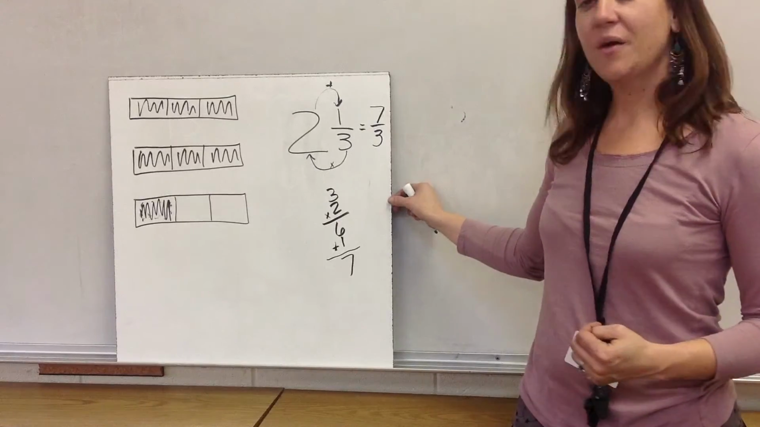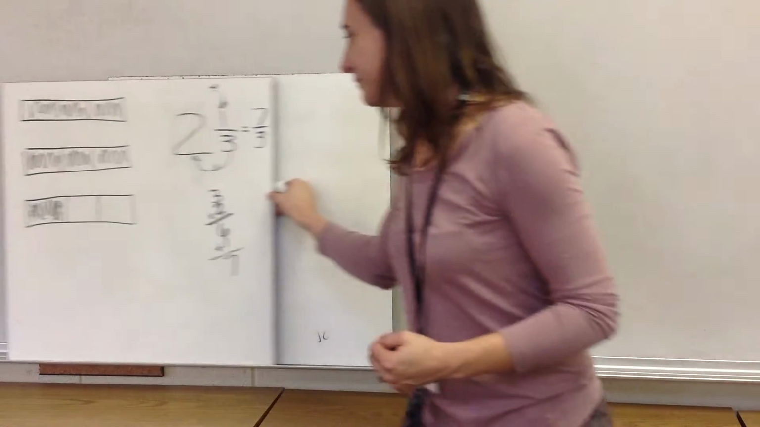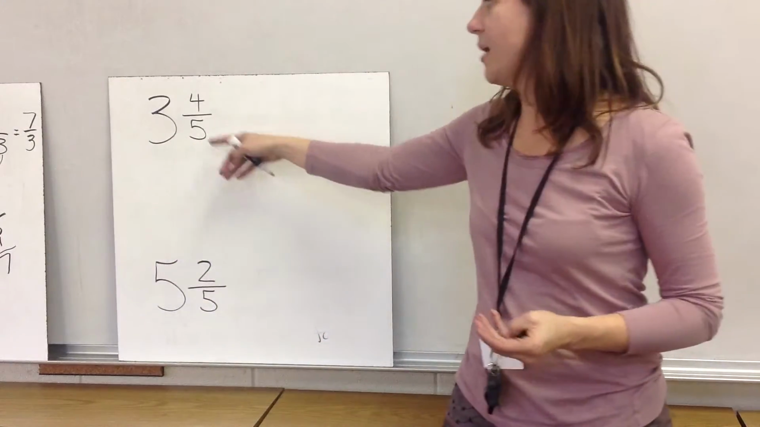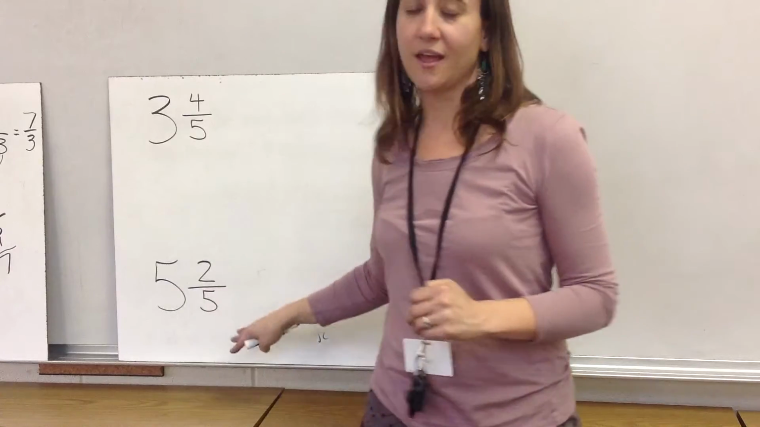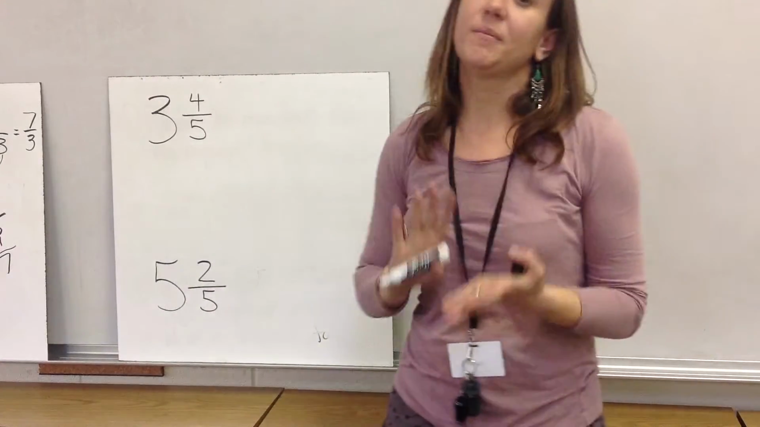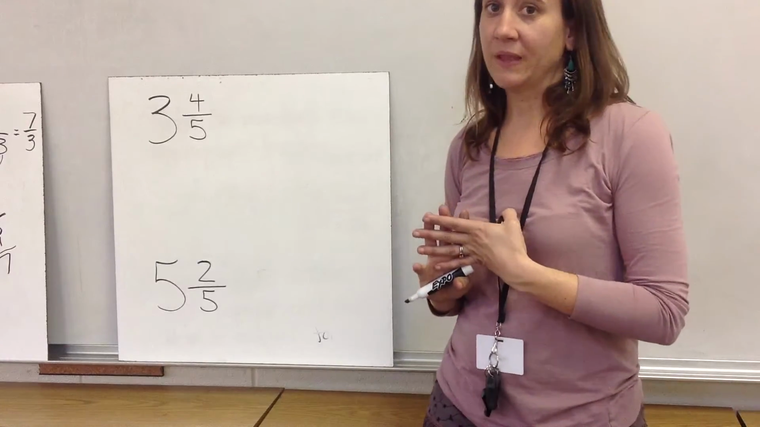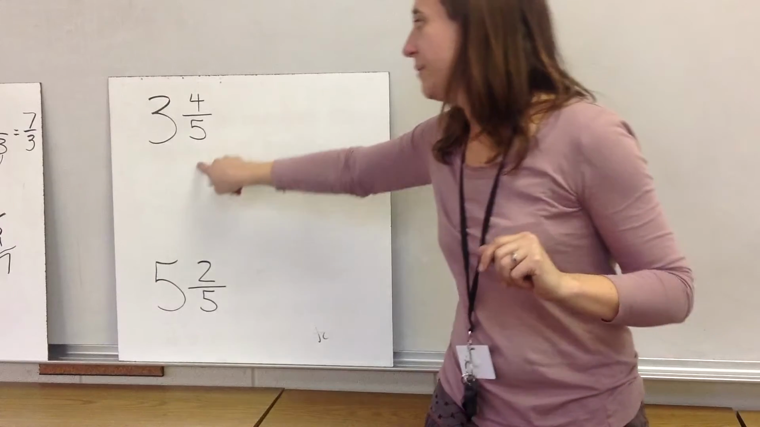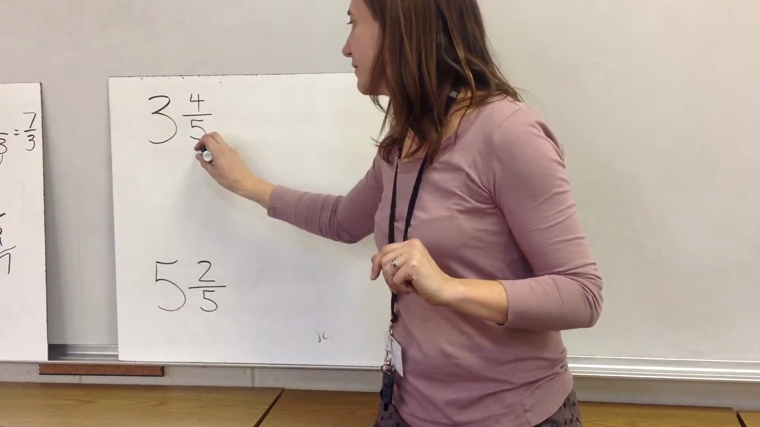Okay? Now I want you to get out your pencil and paper, and I want you to write down just the mixed number up top, 3 4/5. Don't do this one yet. Just this one. We're going to do it together. Does anybody remember what we do first? Well, hopefully you remember that we take our denominator and we multiply it by our whole number. So let's take a look.